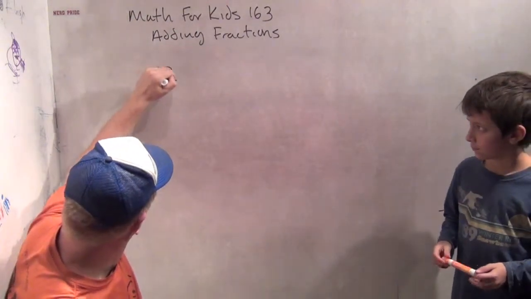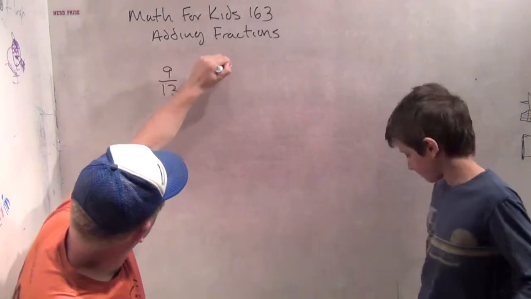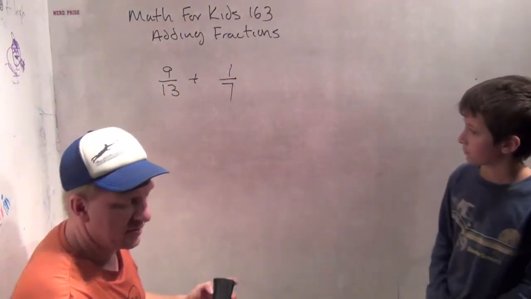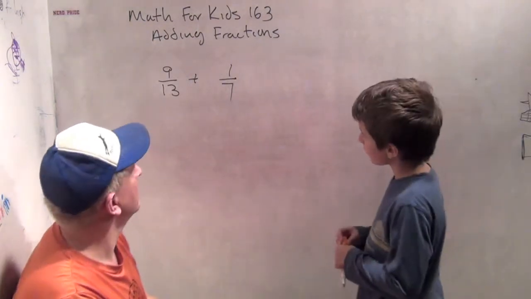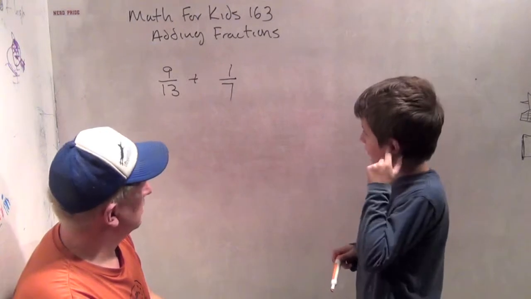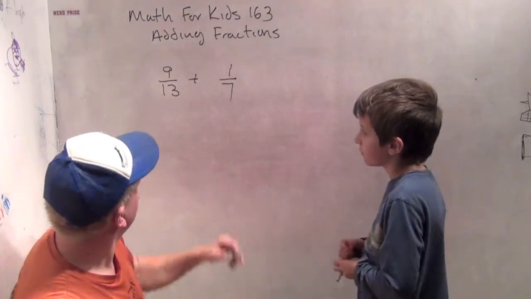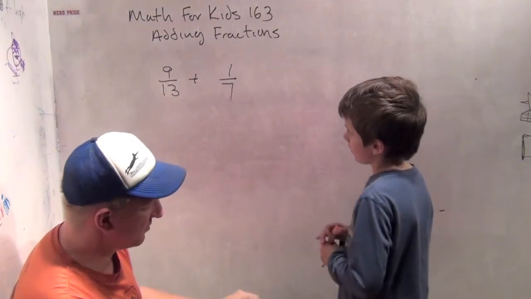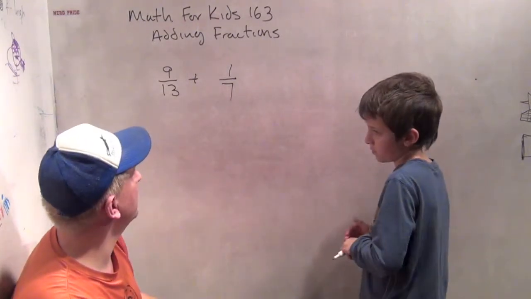9/13 plus 1/7. Okay? I'll step out of the way. Actually, no, I'm not going to step out of the way. I'll just let you go ahead and do this. I'll sit right here. Well, nothing can be simplified here. 9/13 is simplified, 1/7 is simplified. So our first step of just checking whether things can be simplified, we're done.